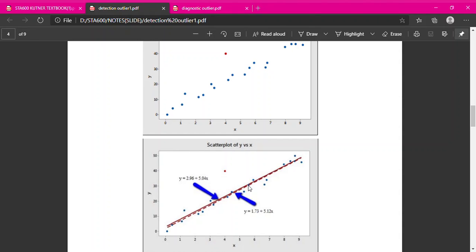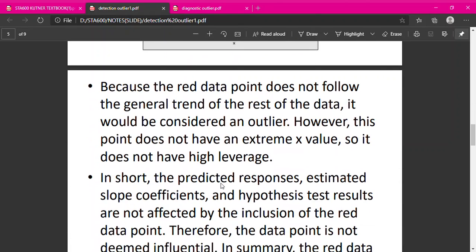So ianya tak influence the regression equation dan juga regression coefficient. So we say that this outlier is not an influential observation. Okay, so boleh baca kat sini. Because the right data point does not follow the general trend of the rest of the data, it would be considered as an outlier. However, this point does not have an extreme x value, so it does not have high leverage. Okay, outlier tapi not high leverage.